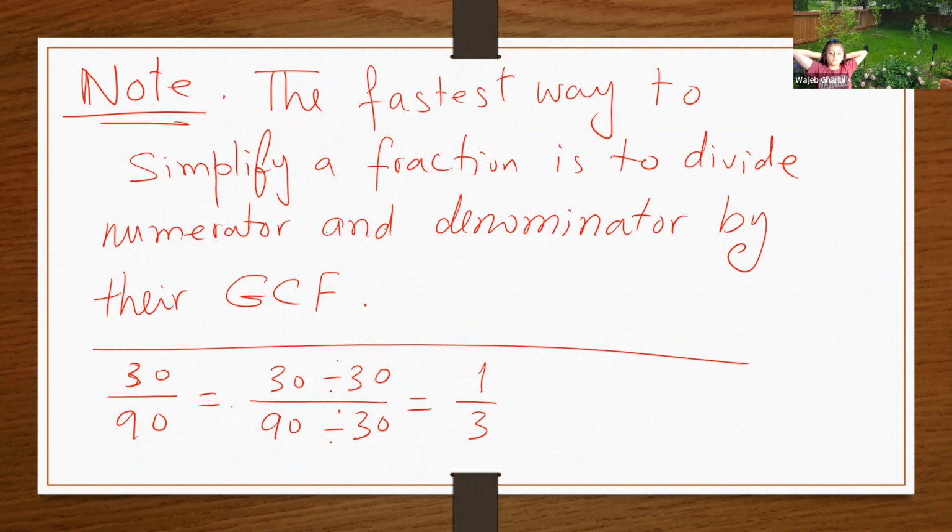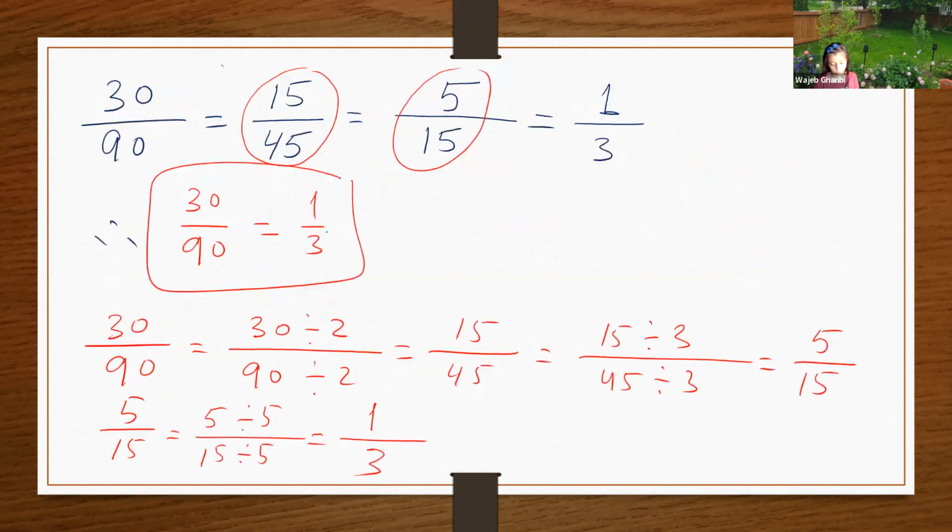So the fastest and best way to simplify a fraction is to divide the numerator and denominator by their greatest common factor. For example, 30 and 90, the greatest common factor of 30 and 90 is 30. So we divide the numerator 30 by 30 and the denominator 90 by 30, and we get 1/3, the same result that we got here.